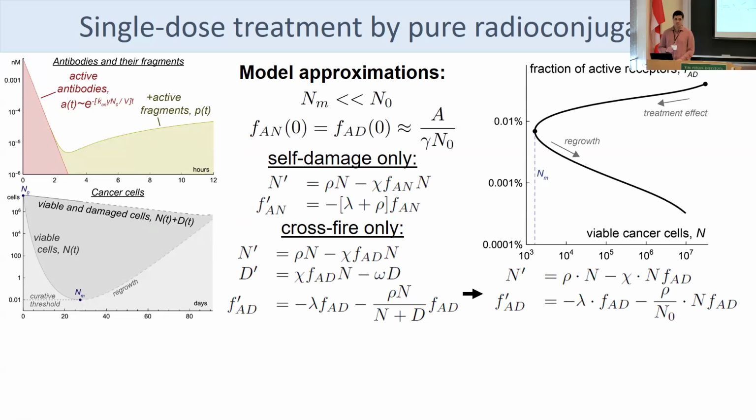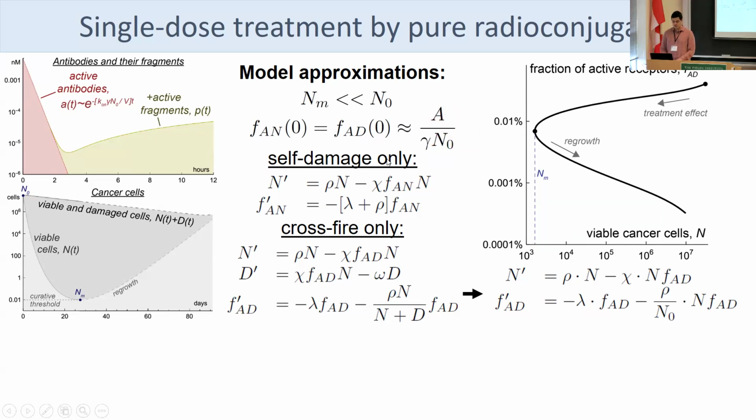efficacy, if the treatment works, in the sense that the minimal number of viable cells is much lower than the initial number. Due to the fast antibody binding, we can use the approximation that at the initial moment, all the drug occupies the cancer cell receptors, resulting in this fraction of active receptors.